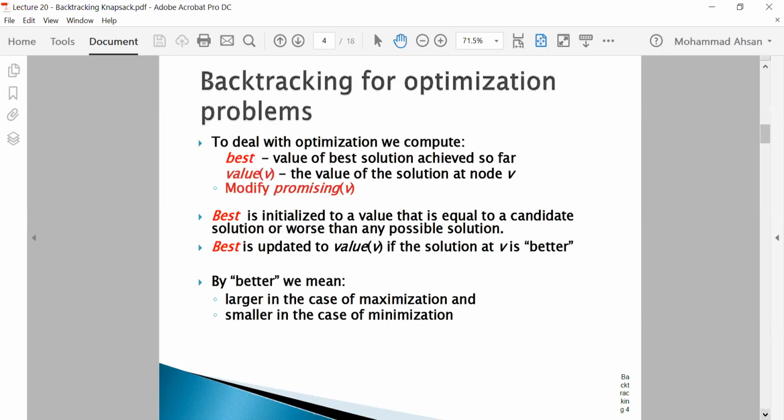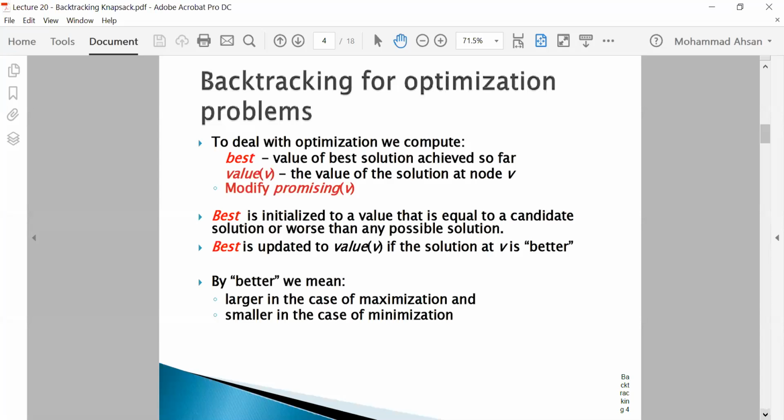So best is, initially you initialize it to something which is, you can say, the worst possible solution. So what is the worst possible you can have in knapsack when you are not able to pick up any item? So my value is 0. 0 is the worst I can get when I'm not able to pick up any item in my knapsack. And then we keep on modifying it as we move ahead.